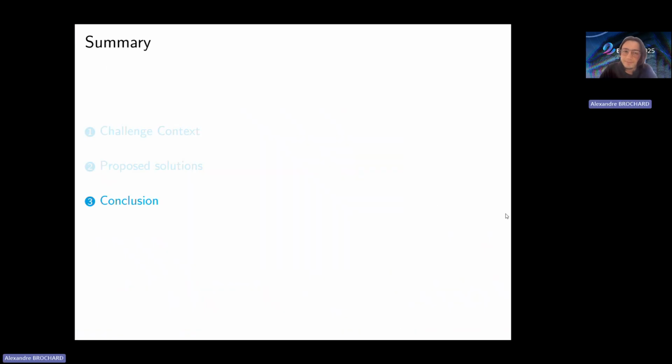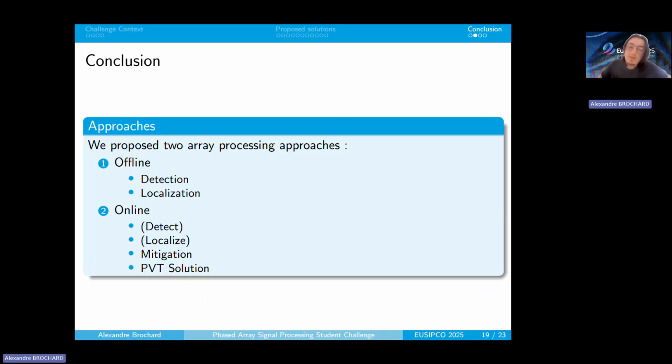So, to conclude, basically we have proposed two array processing approaches. One offline, where we study the whole data set and select the final samples in order to create a beamformer. With it, we have been able to cover the detection and the localization part. And we also implemented an online, real-time solution. We cover the detection part and the localization part, and we also cover the mitigation part. And we've been able to compute and find the true position of the GNSS receiver.